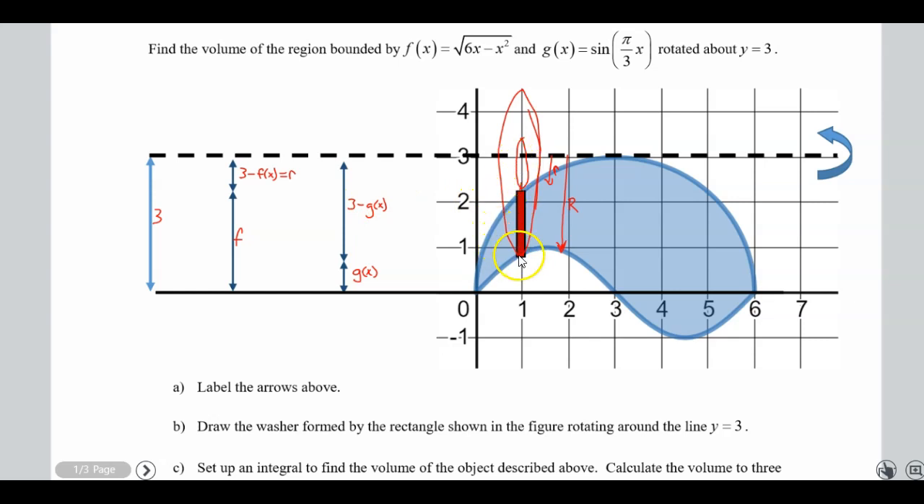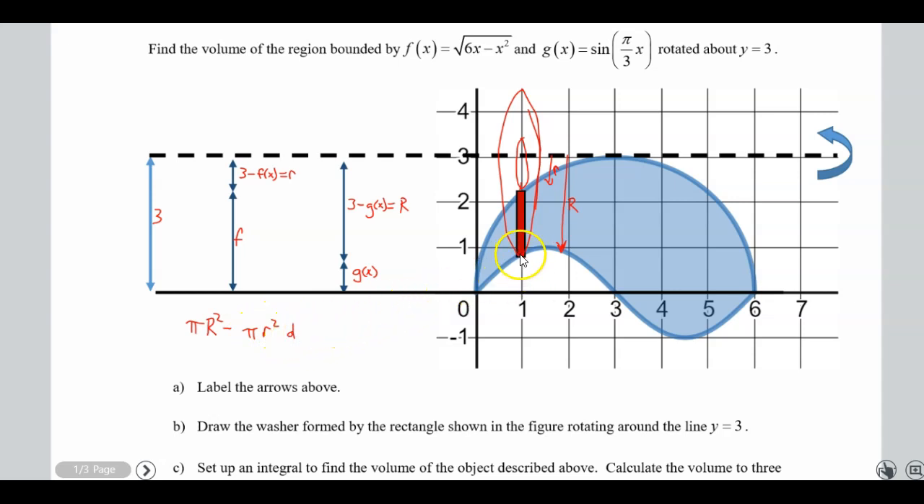This 3 minus g of x all the way down to here, that's going to be our big R. And you'll often get these sorts of things. For these, sometimes if one of your curves is a constant, you might end up with a number, but a lot of times you'll get this 3 minus one function, 3 minus another function, or whatever line you happen to be using. That sort of stuff for this big R and little r. So those we can use, remember, in our washer formula, which is the pi big R squared minus pi little r squared.